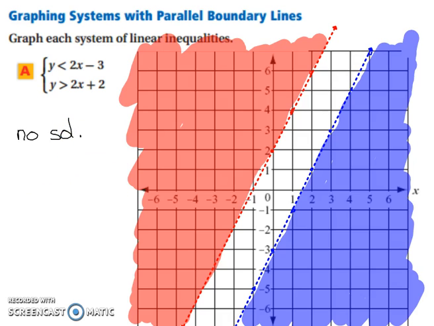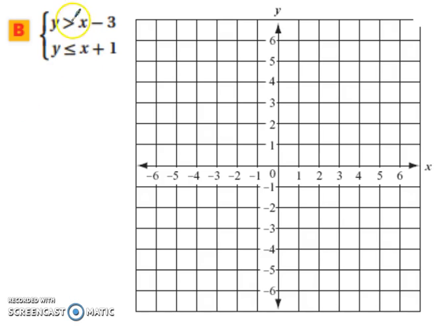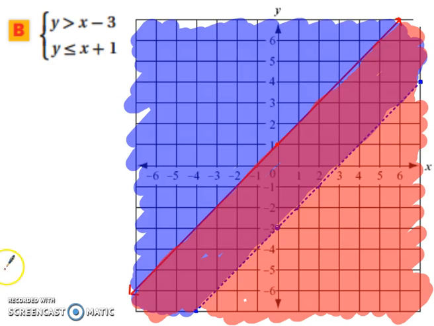Try this next one. So graph both inequalities. So in this case, the solution is going to be in the middle between the two parallel lines, because one was shaded below and one was shaded above. So between them is going to be the solution set.